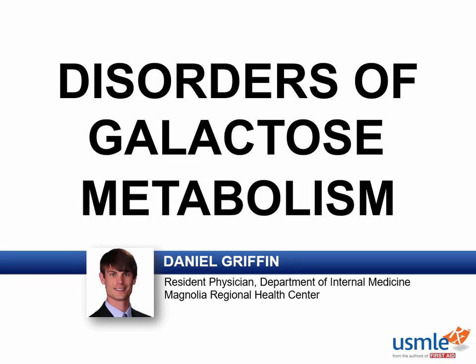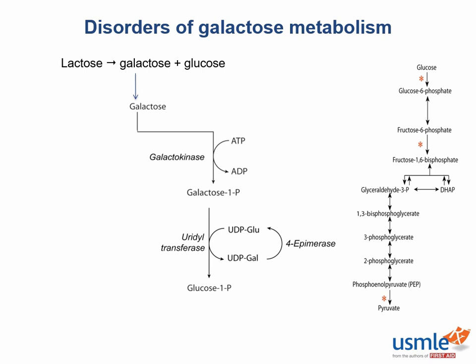Now next up, we have disorders of galactose metabolism. In galactose metabolism, galactose is converted into glucose so that it can be used in glycolysis. Most of this takes place in the liver, but other tissues also metabolize galactose, to a lesser extent. Normally, dietary lactose is broken down into galactose and glucose.